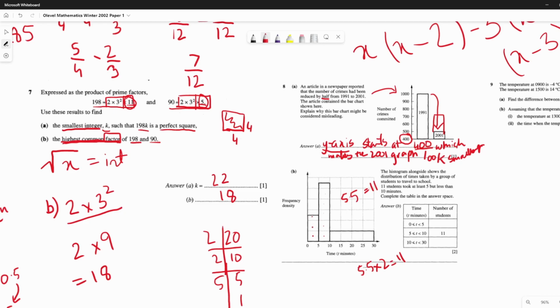So 2.5 times 2 is 5. So this would be 5. And the number of squares in this segment is 1, 2, 3, 4. 4 times 2 is 8. So the number of students here would be 8. I think that's pretty quick and easy.